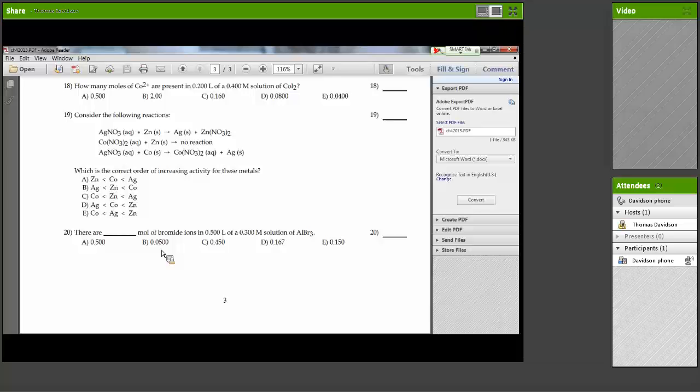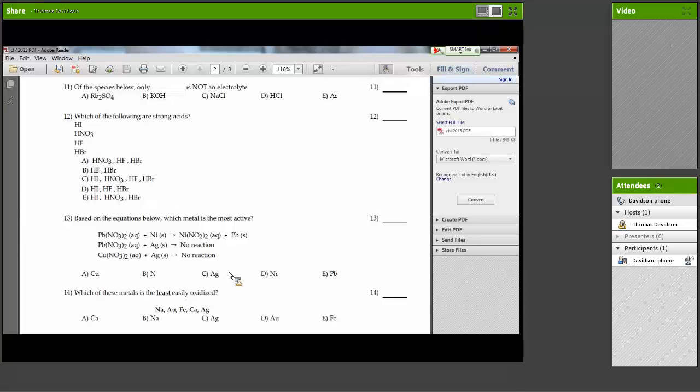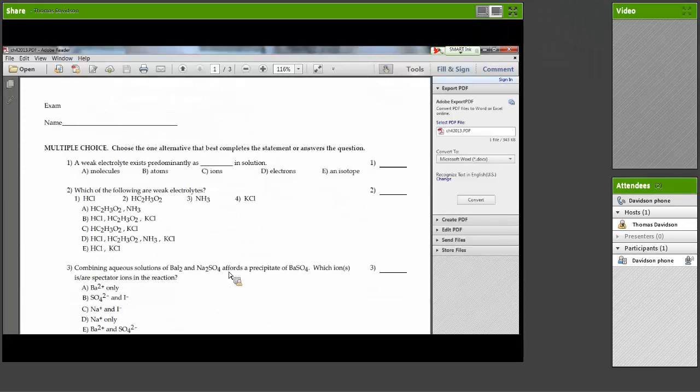There are blank moles of bromide ions in that many of that many. I already have done it. Like, you can do these things. Okay, this will be on Monday, as well as something I don't know if we got to yesterday.